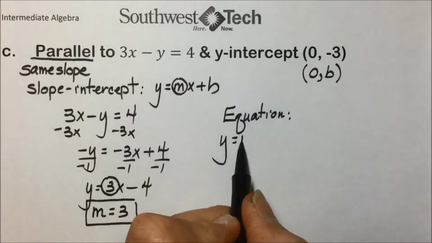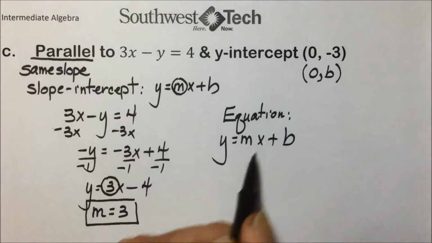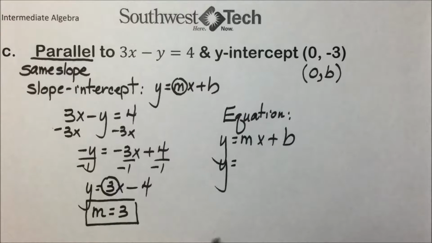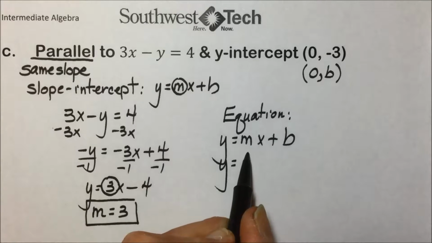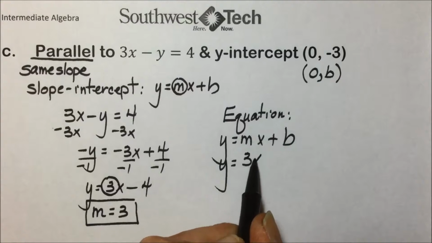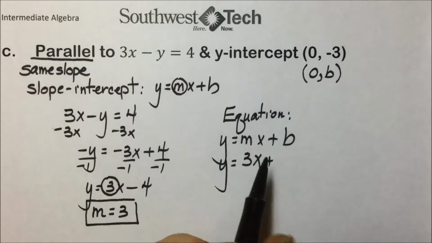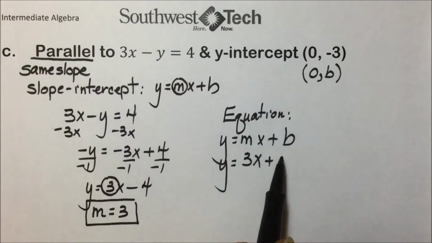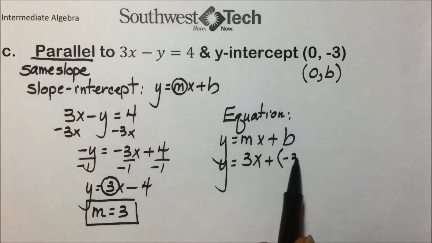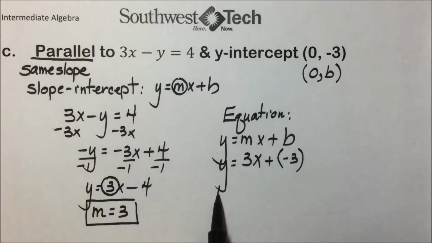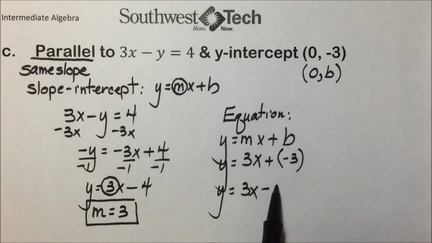be found by replacing m and b with the particulars that we just found. Has a slope of 3, so we will substitute 3 in place of m. And furthermore, we will substitute a negative 3 in place of b. We could write this as 3x instead of plus a negative 3, 3x minus 3.